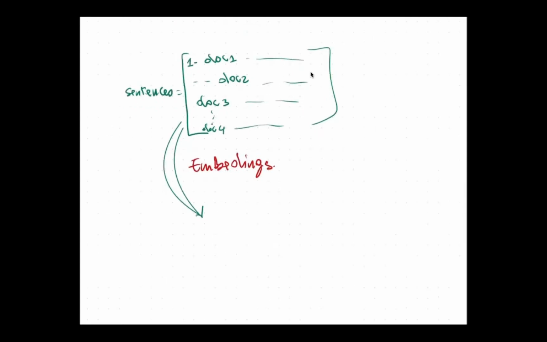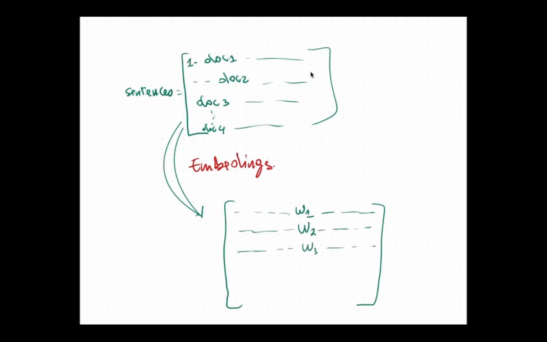Now in the embeddings, what we have is just a set of vectors. So here it's the vector for the first document, the vector of the second document, the vector of the third document, until the vector of the last document.